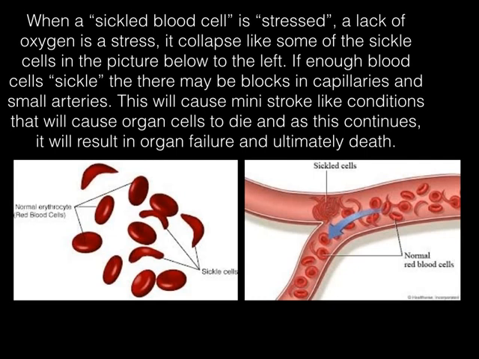On the right, it shows that if enough of the blood cells have sickled, because they don't flow and tumble easily through the narrow capillaries, they can get caught up and cause a blockage. This blockage can cause a mini-stroke condition, which will cause some of the cells in the organ to die. If this continues and more cells die over time, you can have organ failure and ultimately death.